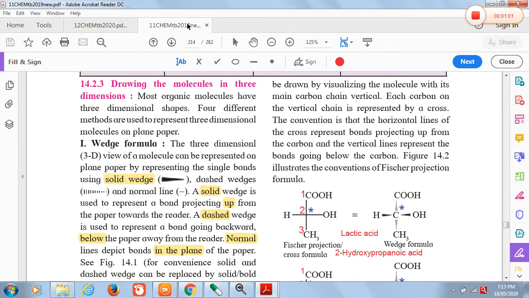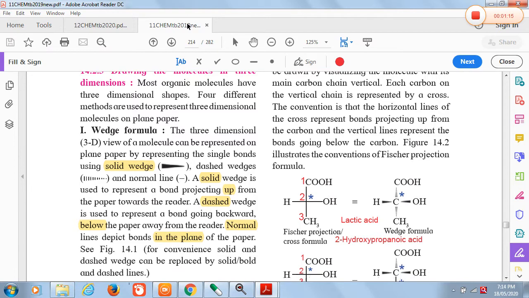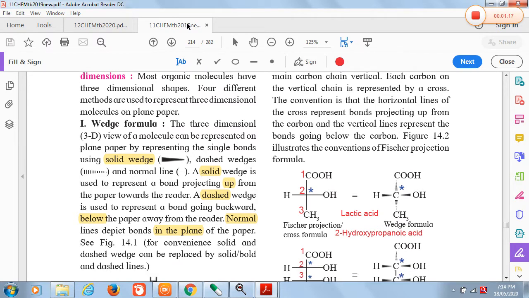So, mainly there are different methods, but we follow Wedge formula and Fischer projection formula or cross formula. What is Wedge formula? First we'll see that one. In the Wedge formula, the molecule can be represented on plain paper by representing the single bond using different wedges or lines.